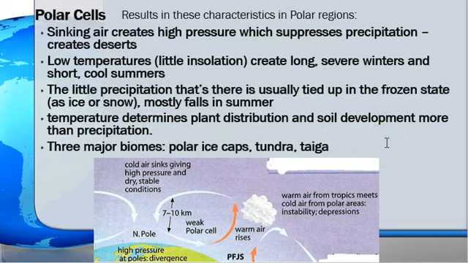Now, in these areas, you're going to encounter three major biomes, either polar ice caps, tundra, or taiga. And you're going to see that as you move further away from the poles, it gets warmer and you get more biodiversity and more plants, more productivity. And the polar ice caps have almost no productivity. By the time you get down to the tundra and especially the taiga, you start to see a little bit more things being able to survive there.